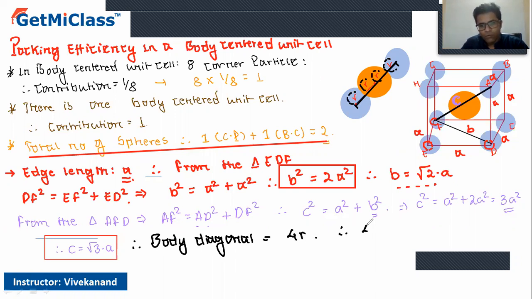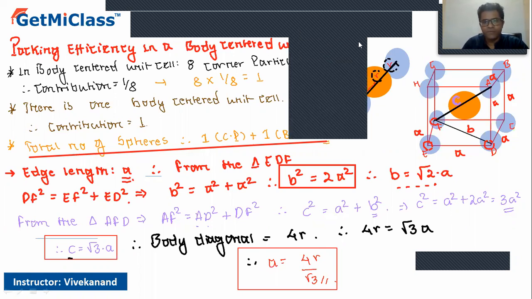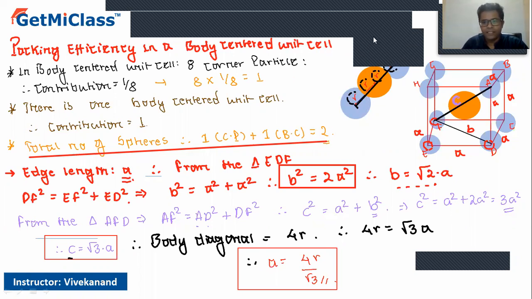Now therefore, 4 times R is equal to root of 3 A, because the C value is also the same. So if we consider the further points, we would say that A is equal to 4R over root of 3. So this is the important point. Before proceeding further, this should be marked important. So let's proceed further now again, and let's clear everything.